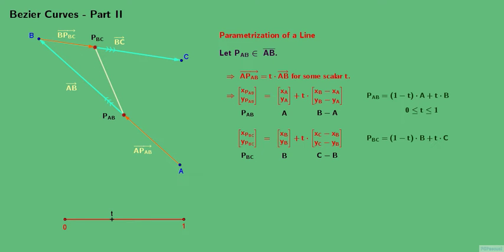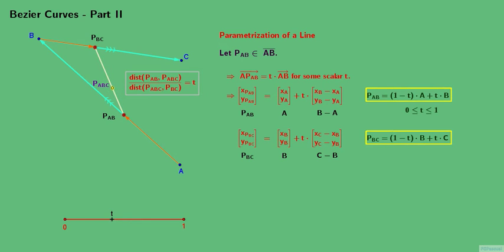Take the segment between P sub AB and P sub BC. We take a point P sub ABC on this line segment to represent the Bezier curve. Suppose that the distance between P sub AB and P sub ABC divided by the distance between P sub AB and P sub BC is equal to t. Then using parameterization similar to these, P sub ABC is equal to the quantity 1 minus t times P sub AB plus t times P sub BC.